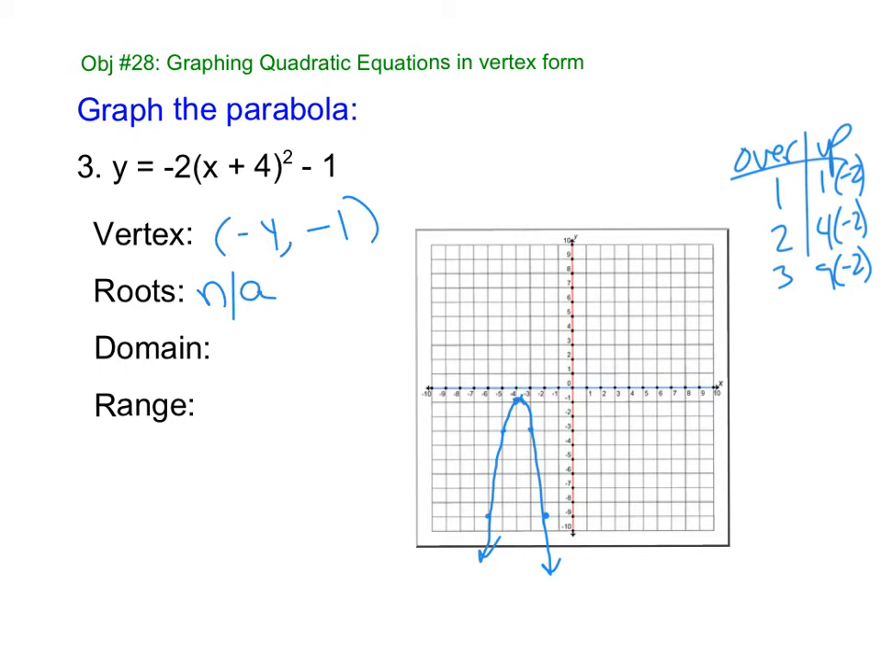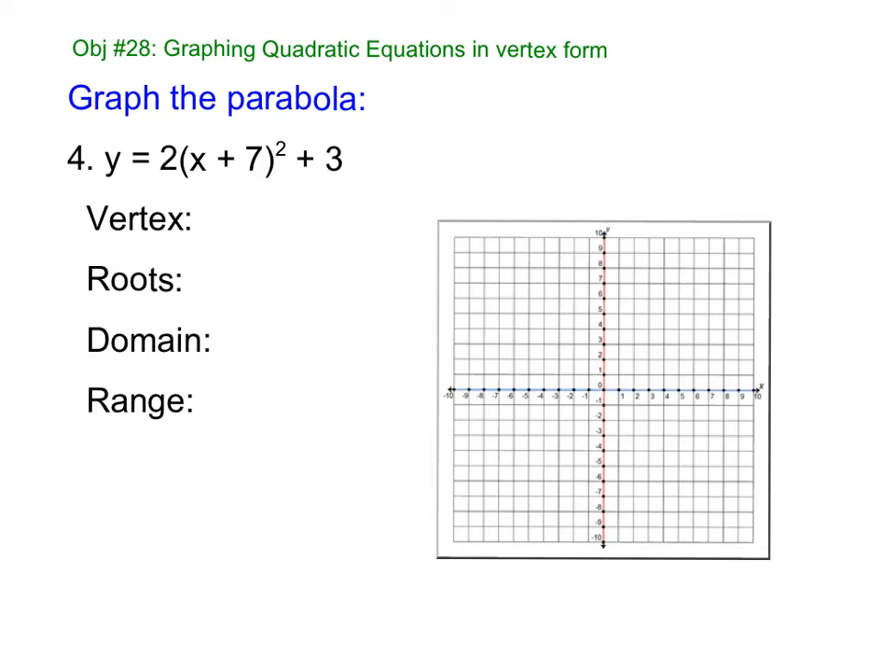All right, what's the domain? What are we allowed to plug in? We can plug anything in. Now this time the range is a little different. We don't have a lowest value. This thing goes down forever to -infinity. But what's the highest it can go? It goes up to -1. Or if you don't like writing it like that, you can say y has to be less than or equal to, this time, -1.